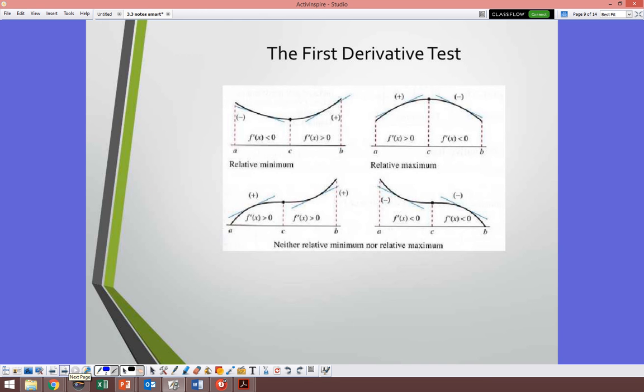Okay, so here's an example. My slope is negative and then positive. This is a minimum. My slope is positive and then negative. That is a maximum. This slope is positive and positive, so neither. Negative, negative, neither. Make sense?